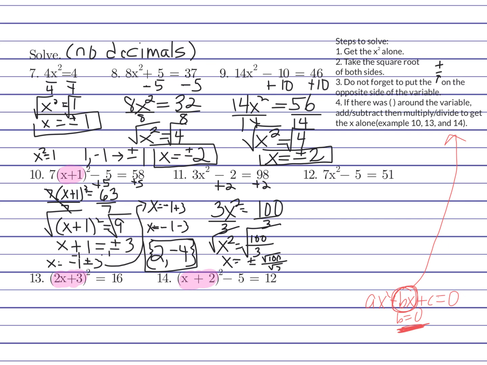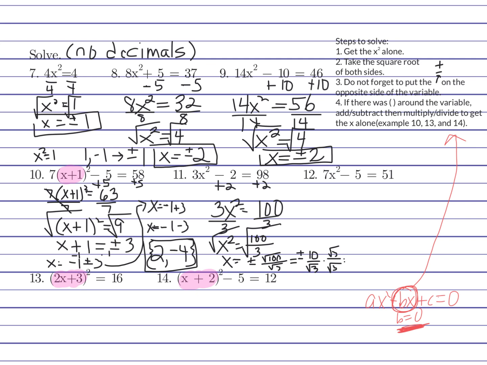Now, two things. 100 is a perfect square, so I'd have plus or minus the square root of 100, which is 10, divided by the square root of 3, and then we cannot have a radical in the denominator to be simplified. So I need to rationalize the denominator. I need to multiply the numerator and the denominator by the square root of 3.